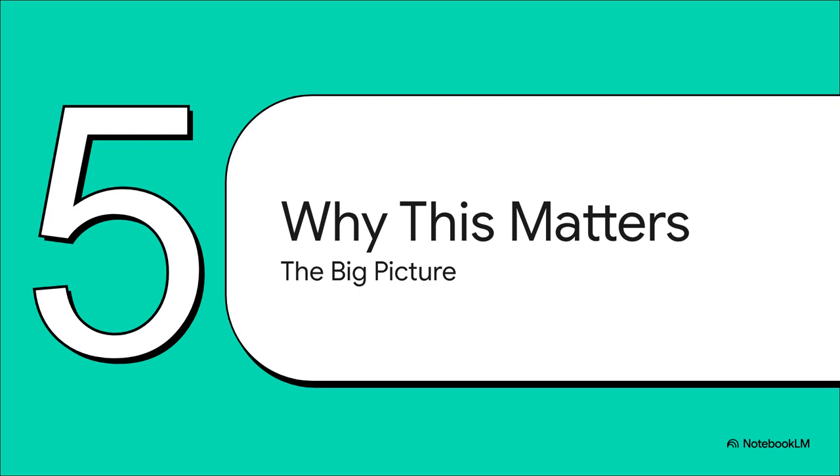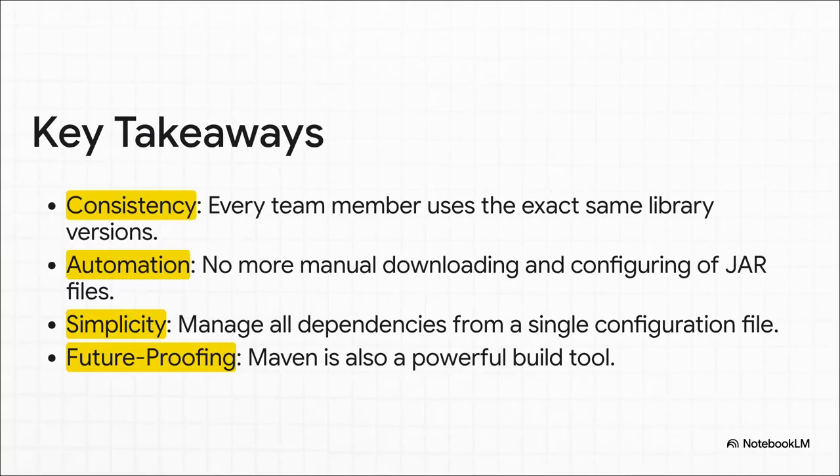Okay, so let's pull all of this together. Let's recap why this seemingly small change in how you set up projects is actually a really, really big deal. It really boils down to four huge benefits. First, consistency. This is the big one. Everyone on the team is guaranteed to be on the same page. Second, automation. You can just say goodbye to all that tedious manual work. Third, simplicity. Your entire project's library setup lives in one single, easy-to-read file.